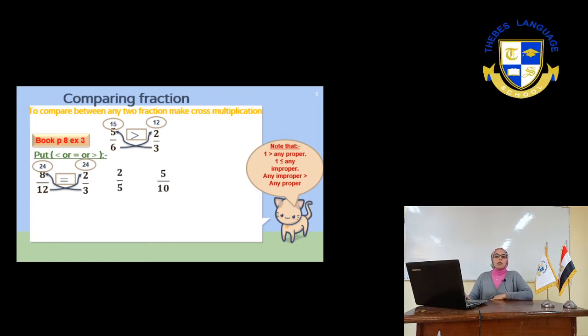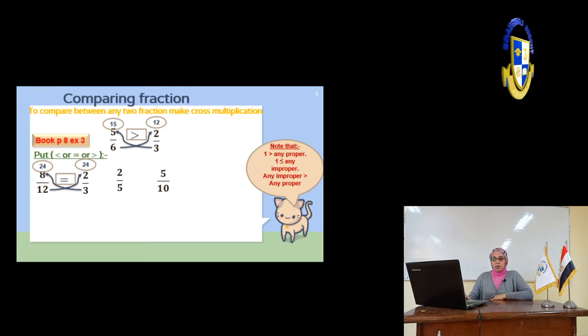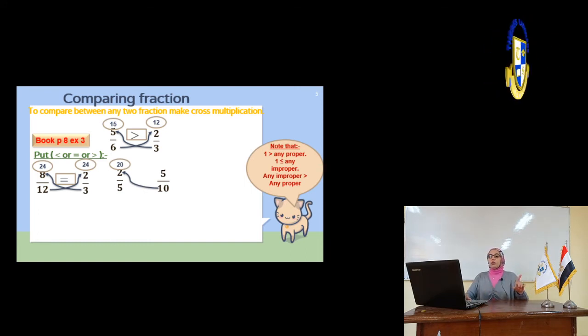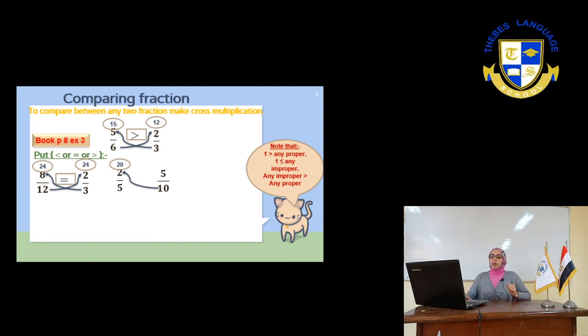2 over 5 and 5 over 10. Just make a cross multiplication from down to up. 10 times 2 will be 20. 5 times 5 will be 25. Now, 25 is bigger. So 5 over 10 is bigger than 2 over 5.